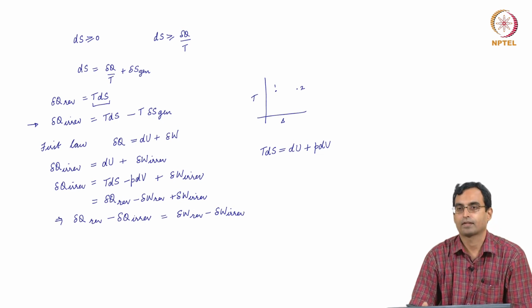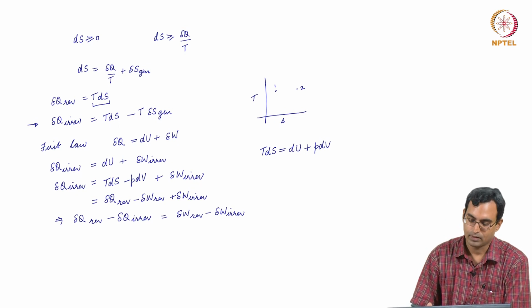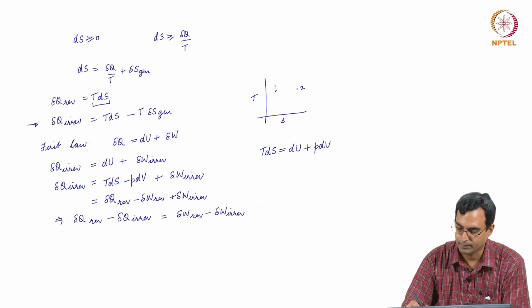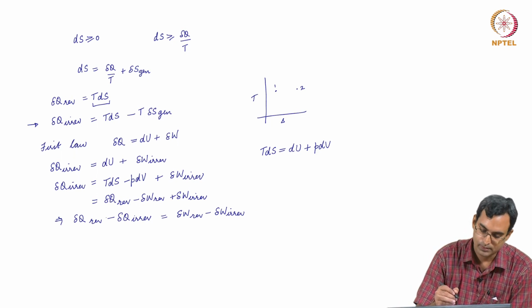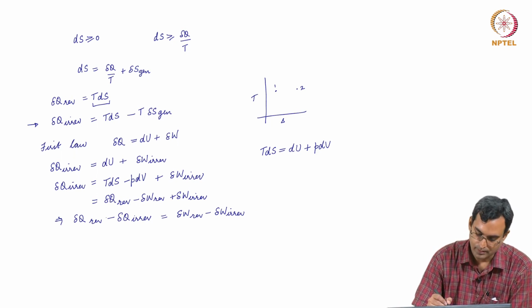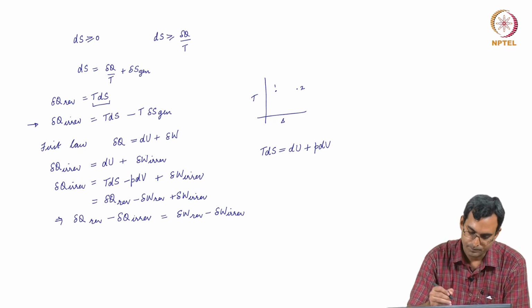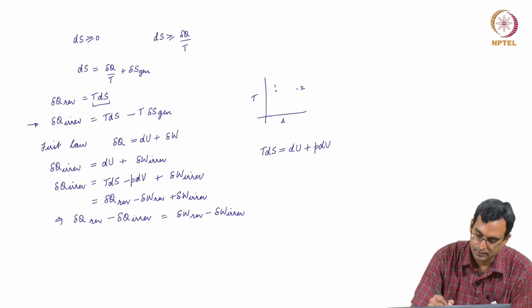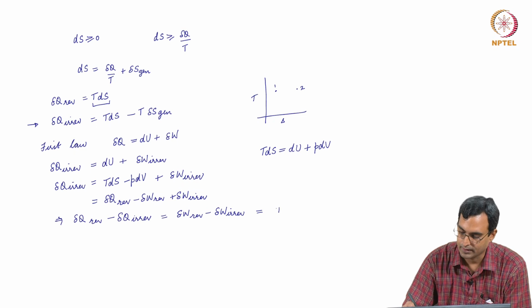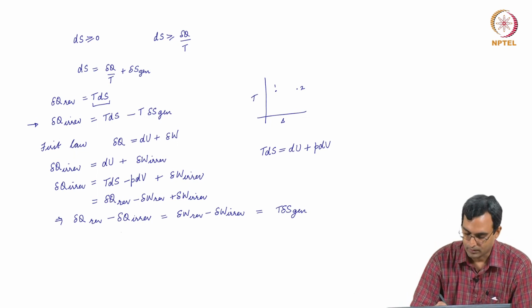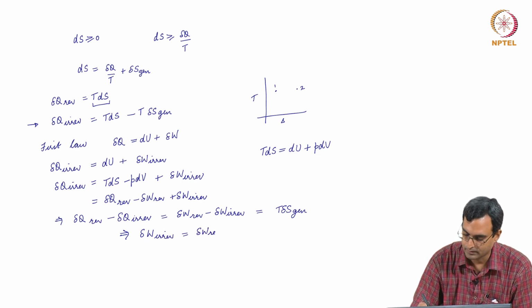So, I can also write it in this fashion. The del q reversible minus del q irreversible is del w reversible minus del w irreversible, and we already found out that del q reversible minus irreversible, if I subtract this minus this, is essentially equal to T into delta S generated. Or I can also write this as delta W irreversible is equal to delta W reversible minus T into delta S generated.